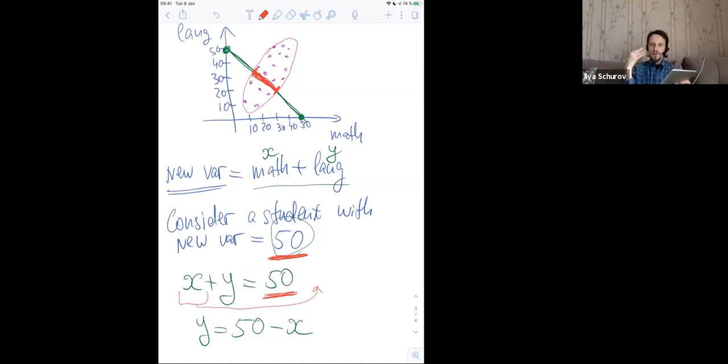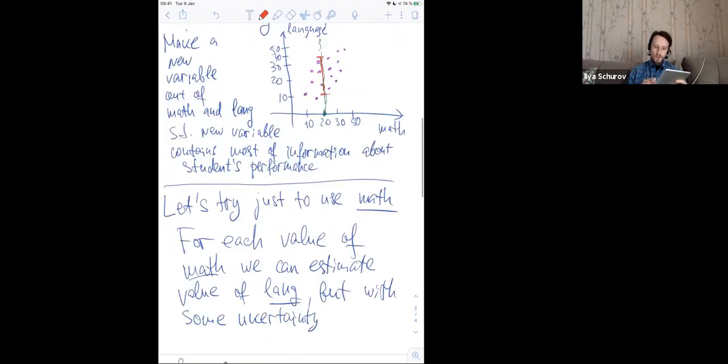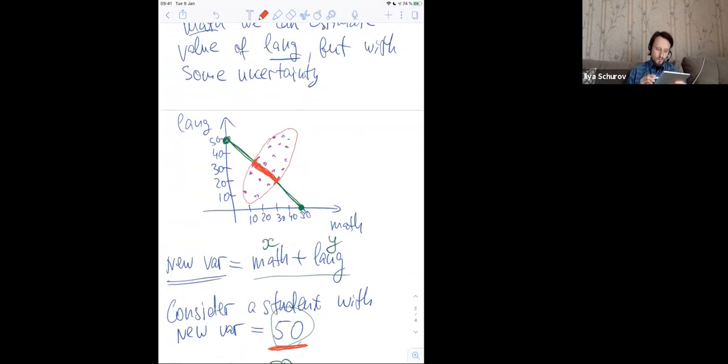Now we have some uncertainty about both mathematical grade and language grade, but the overall level of our uncertainty is determined by the length of this segment. At least we can use it as a kind of measure of our uncertainty. Now let us compare this uncertainty with the uncertainty that we get on the previous picture. So we have to compare this segment with this segment.